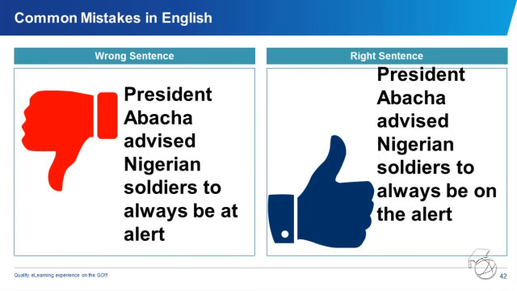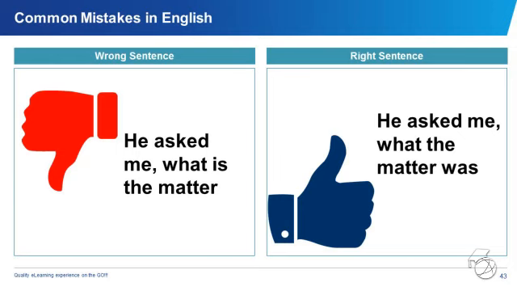President Abacha advised Nigerian soldiers to always be at alert. Wrong. The correct sentence should be President Abacha advised Nigerian soldiers to always be on the alert. He asked me what is the matter. Wrong. The correct sentence should be he asked me what the matter was.